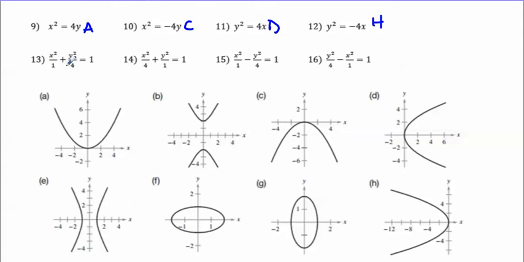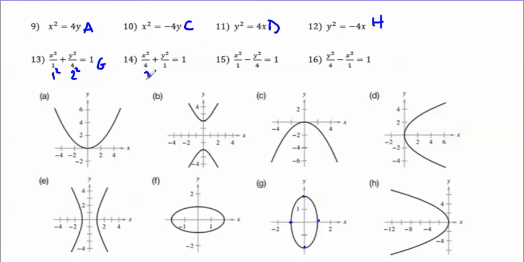Okay, down here we have some ellipses and some hyperbolas. You can tell the difference because the ellipses have the plus and the hyperbolas have the minus. So I have 2 ellipses here. This one is going 1 in the x direction and it's going 2 in the y direction. So let's look at the ellipses. Going 1 in the x direction, it doesn't work. This one, going 1 in the x direction works, and going 2 in the y direction, that works as well. So this is G.